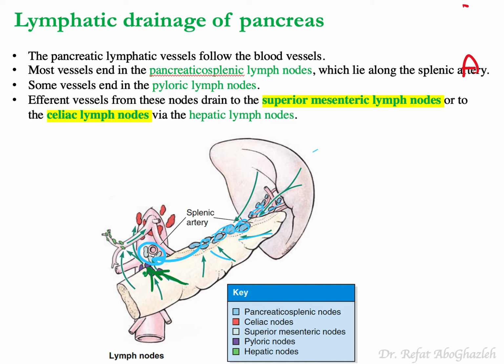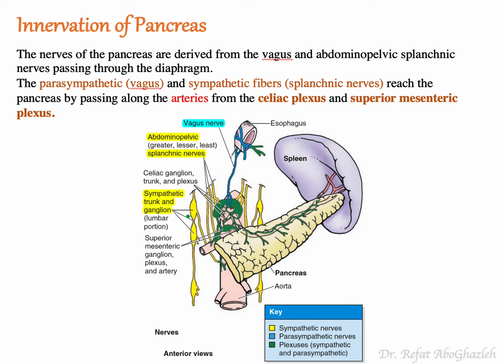Now, also, guys, we have lymphatics that drain into the pyloric lymph nodes, and then from the pyloric lymph nodes to the hepatic lymph nodes, the green ones, and then from the hepatic lymph nodes ultimately to the celiac lymph nodes. So this is the lymphatic drainage of the pancreas.